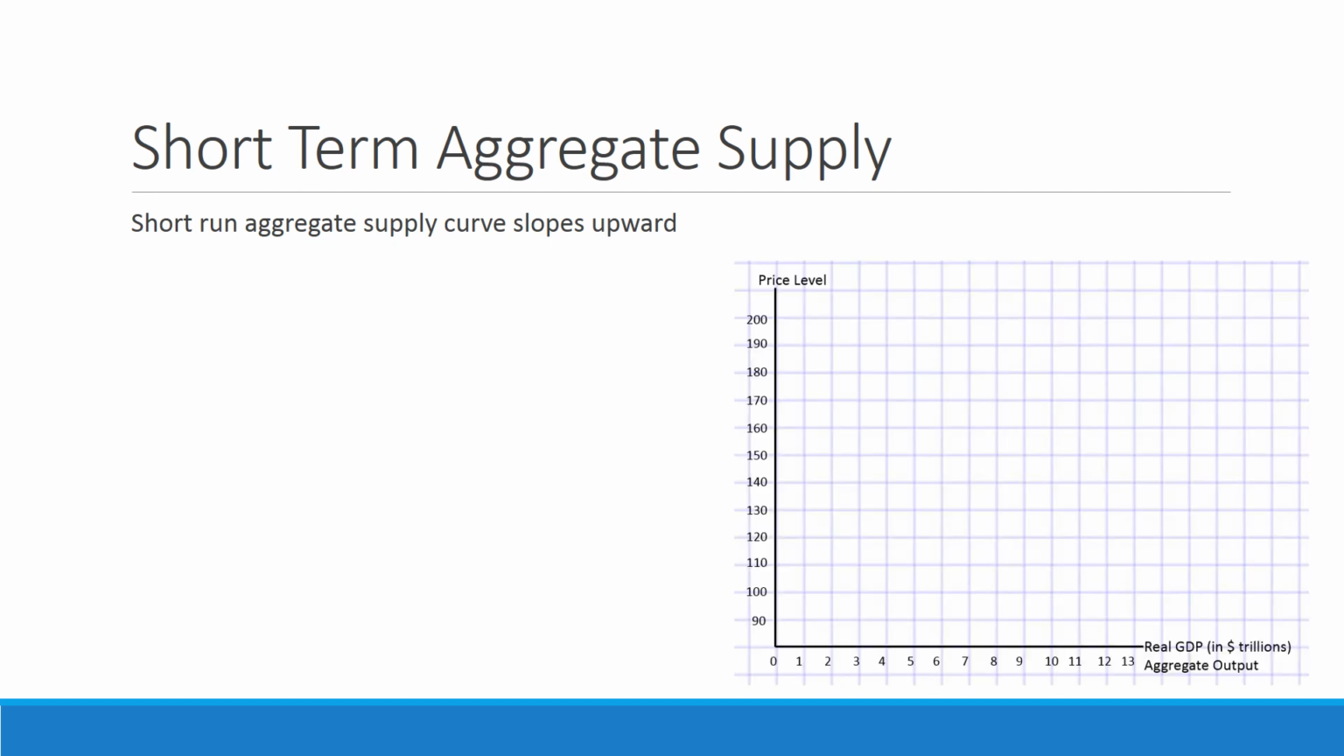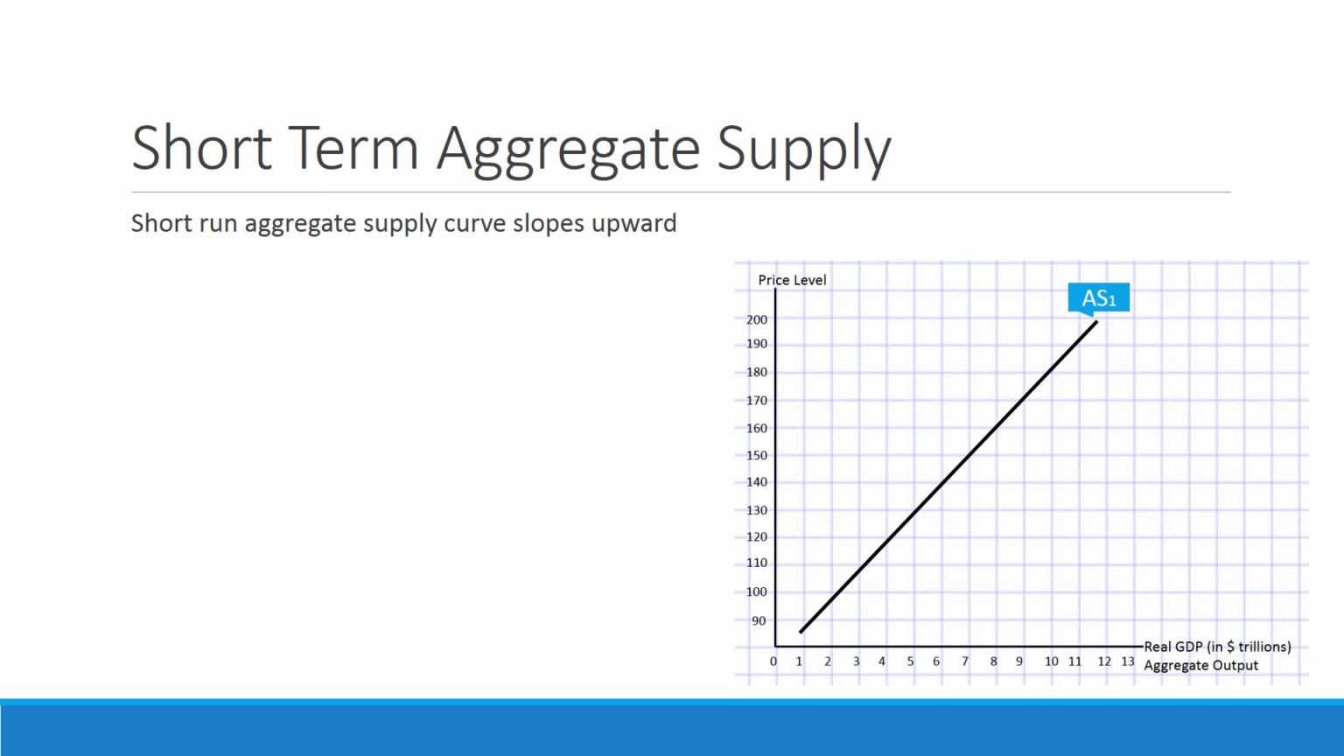So now we know long-run aggregate supply is that vertical line. That's the potential. So really what we want to look at then is short-term aggregate supply, because that actually does shift, and we want to know why that line is shifting. The short-run aggregate supply curve slopes upward. When we look at it, this is what the short-run aggregate supply looks like. This is what you would have expected.